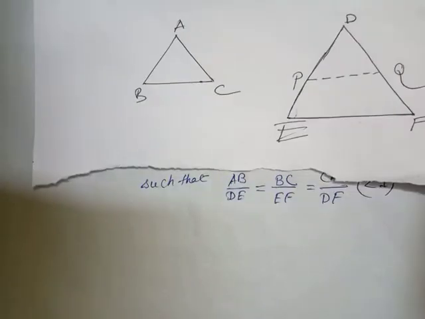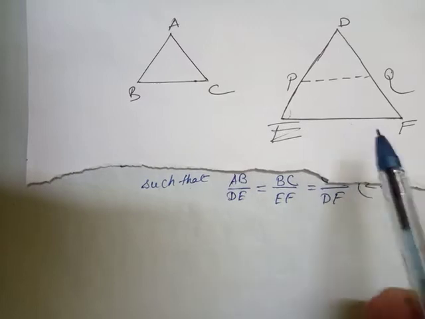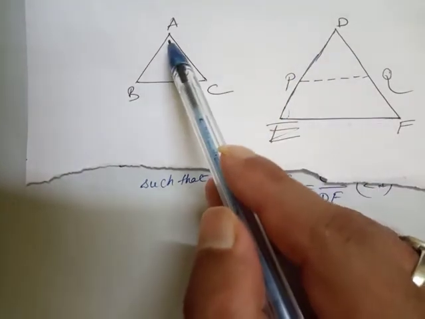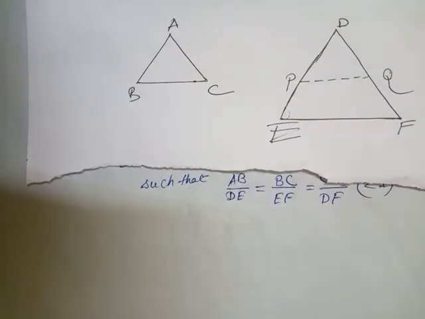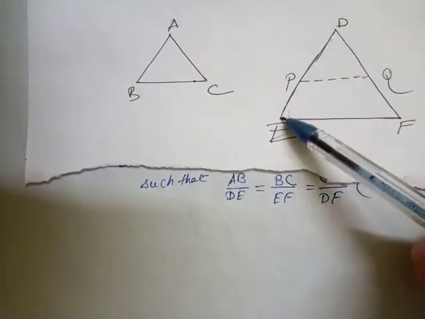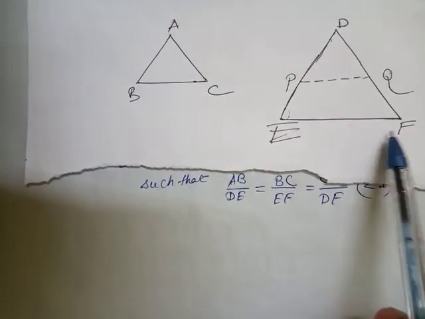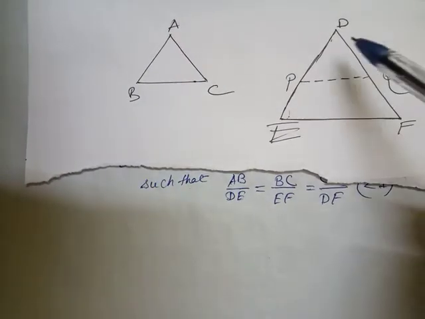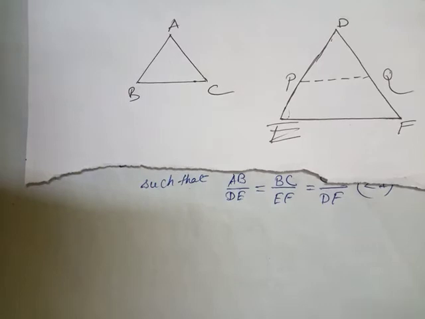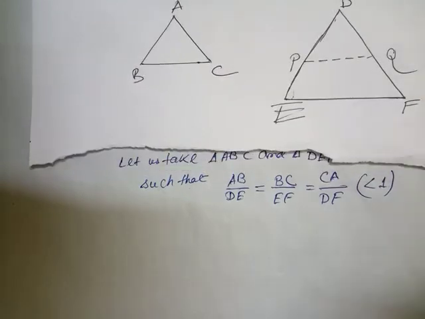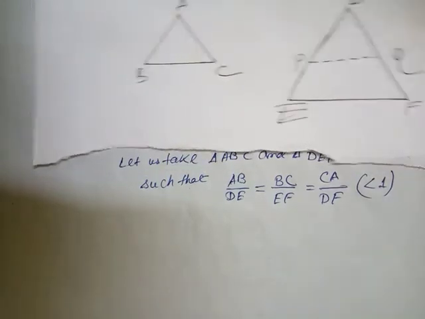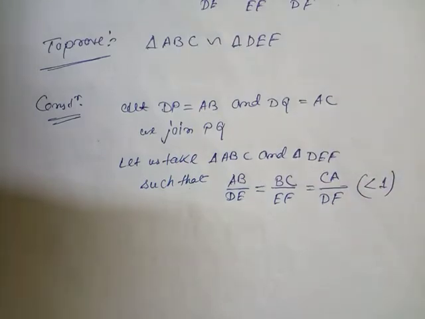Student, AB by DE, which means if I divide the side AB by DE, obviously from the diagram it is clear that the side DE is bigger than AB, side EF is also bigger than BC, side DF is bigger than AC also. So if a smaller value is divided by a bigger value, the answer will be 0 point something. 0 point something means less than 1. Now look, after that I will start the proof part here.